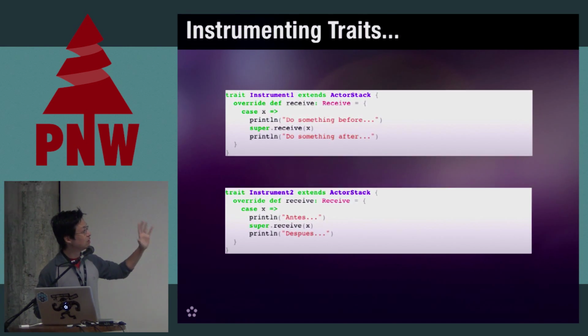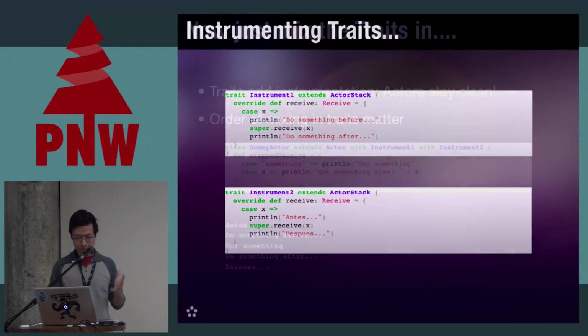my actors. These are called Instrument1 and Instrument2. What they do is override the receive method, and you'll see something called super.receive. What that does is call the next trait on the stack, back up to the original ActorStack, which calls the wrapReceive of the base actor. And so you notice Instrument1 does something before, Instrument2 does something after.